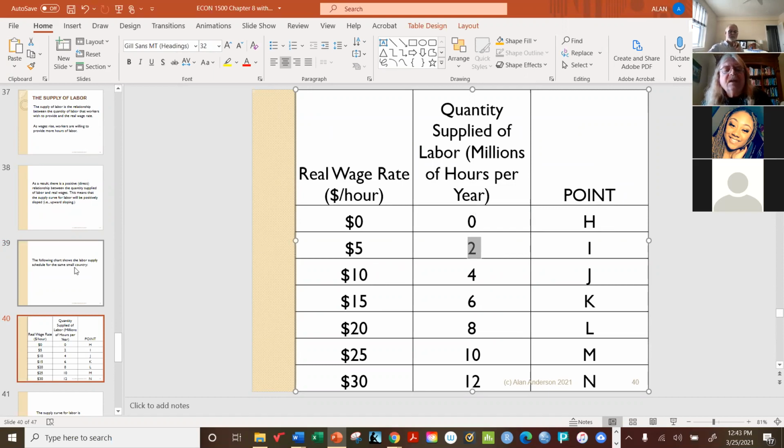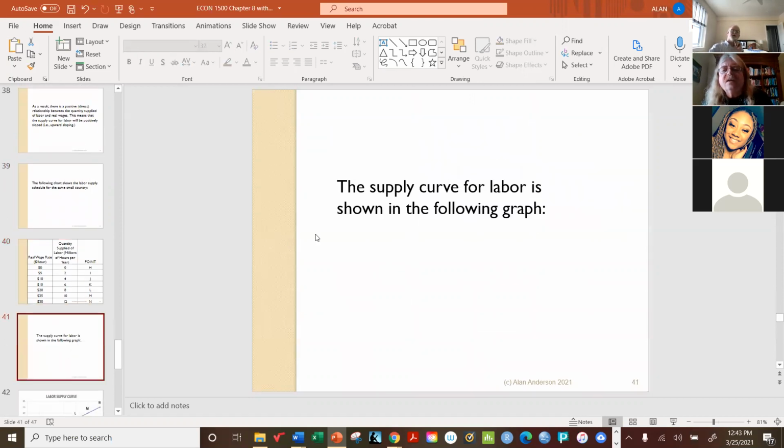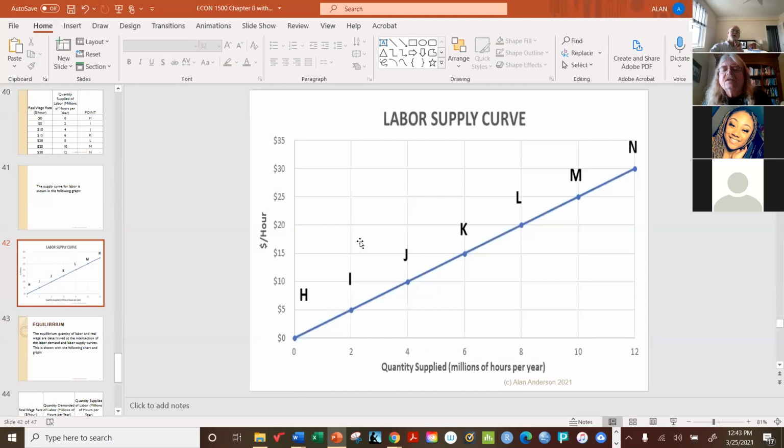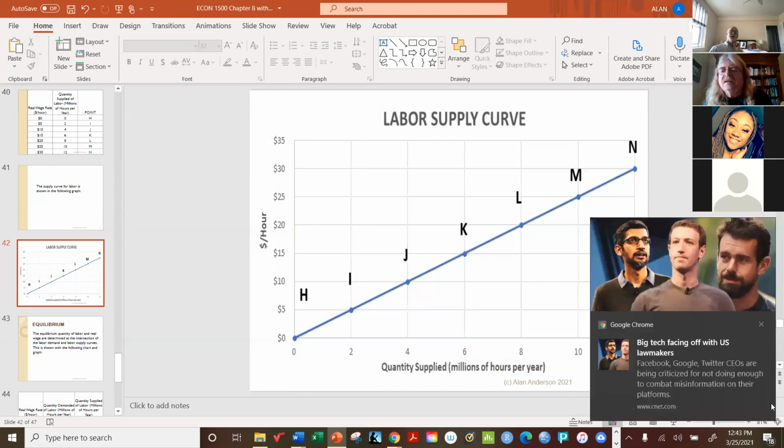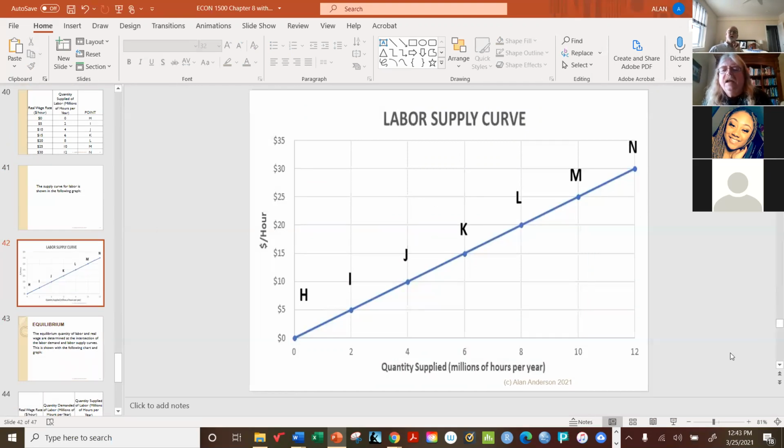So we have a supply curve corresponding to our demand curve that looks just like any other supply curve you've ever seen. And it's upward sloping. On the vertical axis, we have the real wage in terms of dollars per hour. On the horizontal axis, we have the quantity supplied in millions of hours per year.